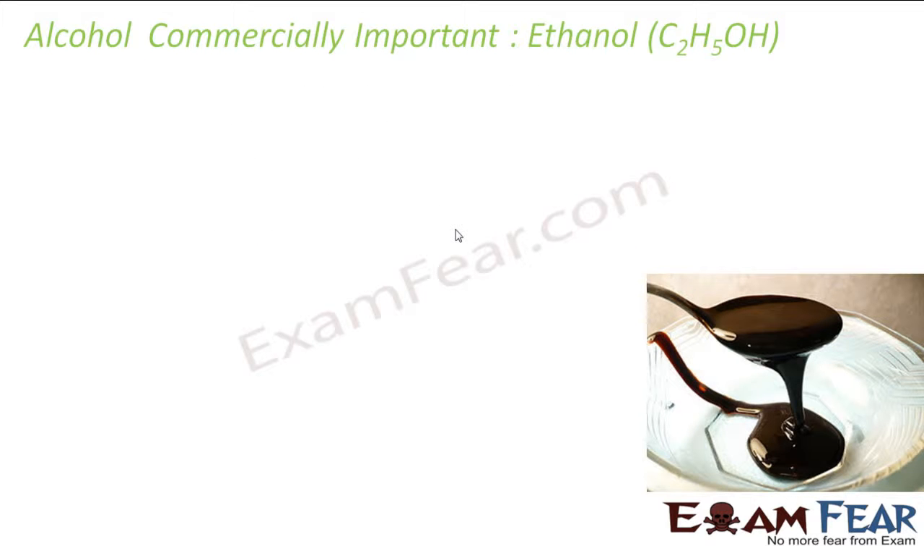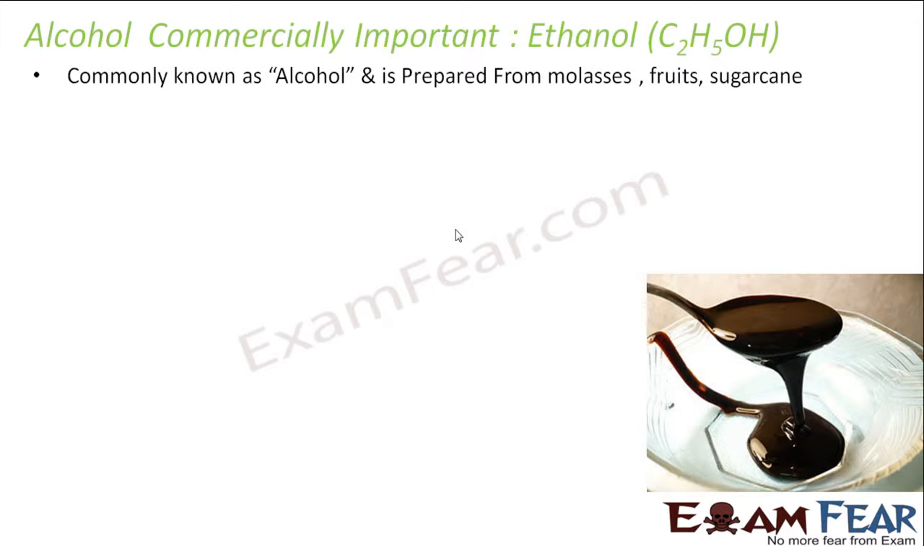Now we'll talk about ethyl alcohol, that is ethanol. It is prepared from molasses. What is molasses? It is a black, viscous liquid which is left over in crystallization of cane sugar. When you create cane sugar from cane juice, it is a waste product of the sugarcane industry. It actually has 50 to 60% sugar, but it is a waste product.